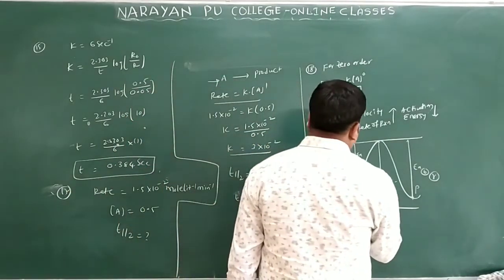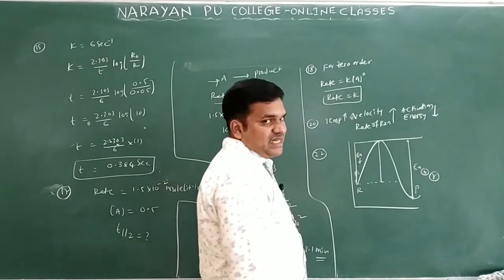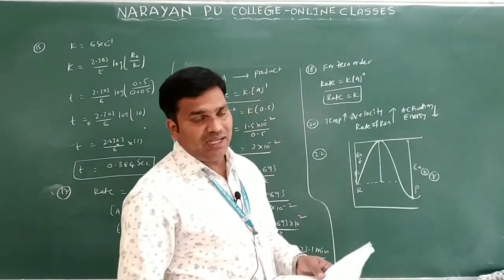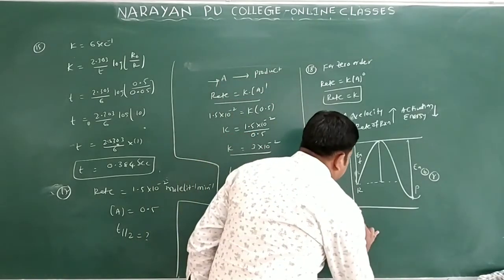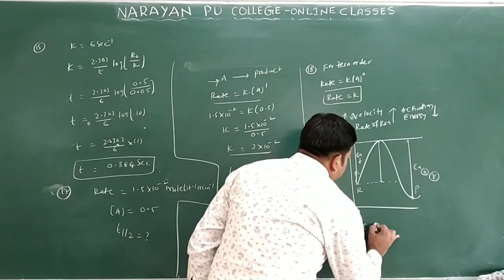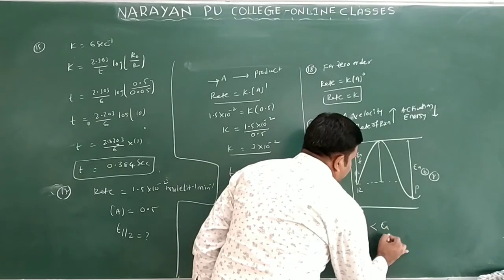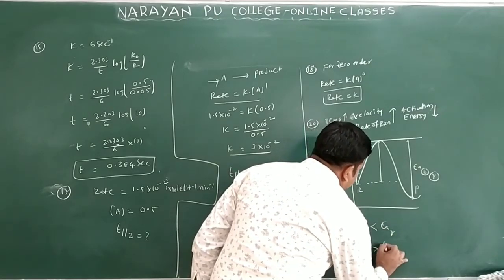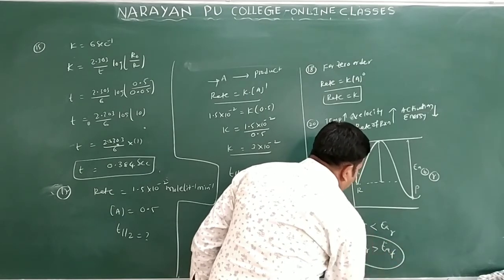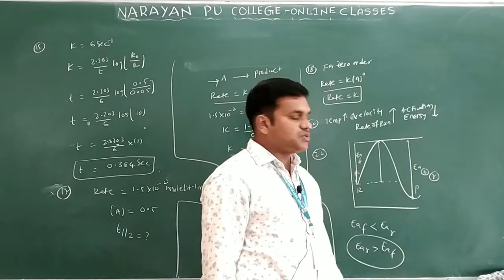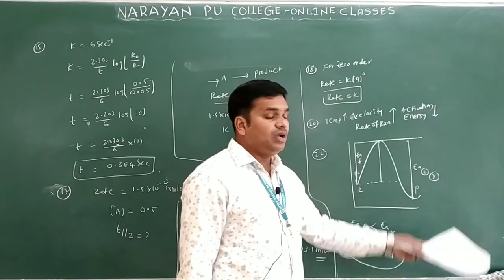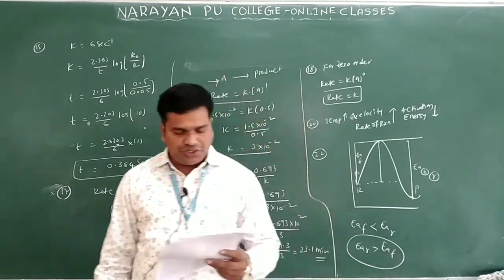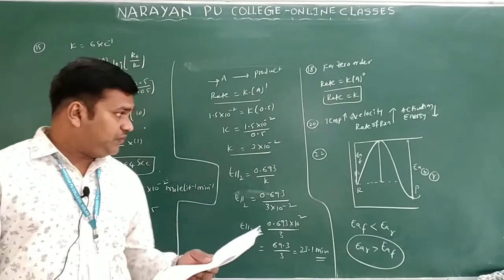Now they are asking the activation energy for the forward and backward reaction, what is the relation here? Activation energy for the forward reaction is less than activation energy for the reverse reaction, or you can say activation energy for the reverse reaction is greater than activation energy for the forward reaction. Reverse reaction means backward reaction. So this is regarding question number 22. So what answer will we take? EF less than ER.